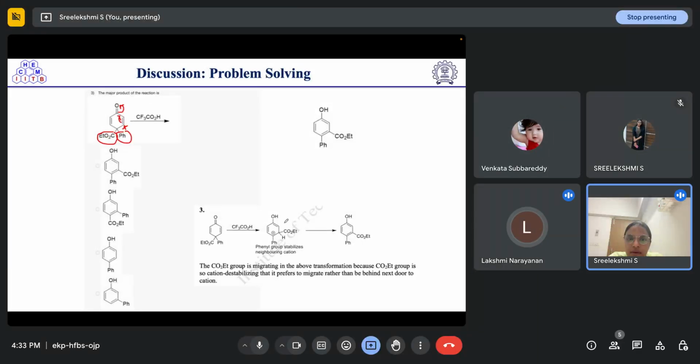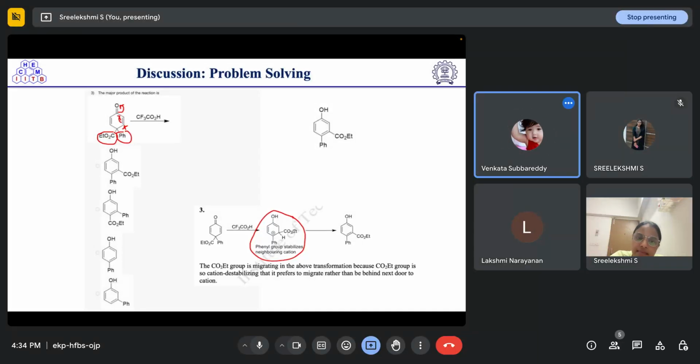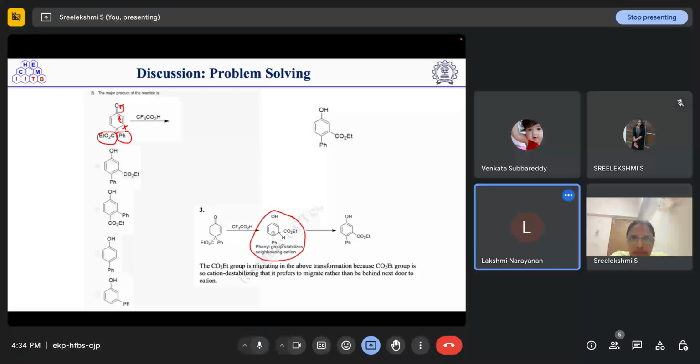So it will be going through this intermediate, because the phenyl ring also has electron delocalization. So this carbocation will be stabilized by that electron delocalization. As we can see, in the case of CO2Et also there is conjugation, but compared to that, this phenyl group has more conjugation. So here we are not considering the migratory aptitude; we are considering the stabilizing factor of the carbocation. So this will be the answer. Option A.